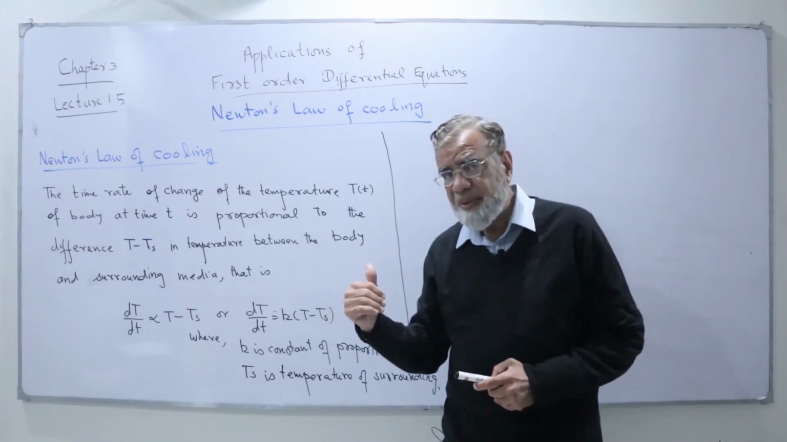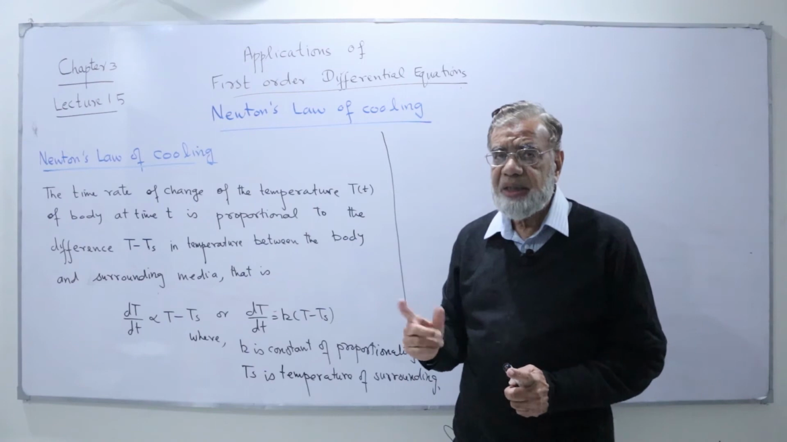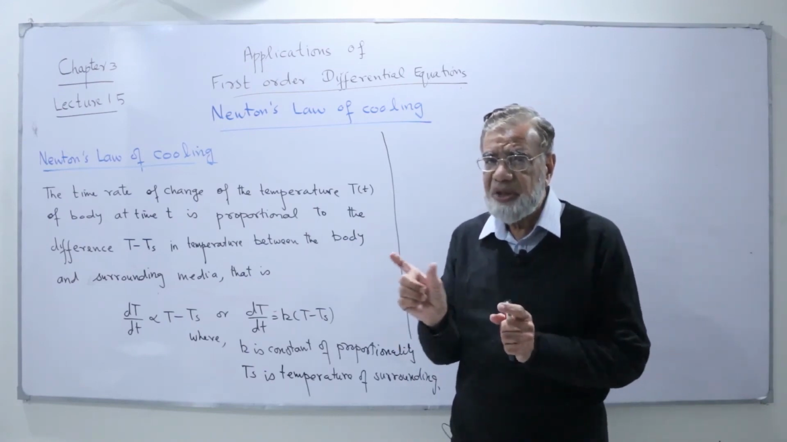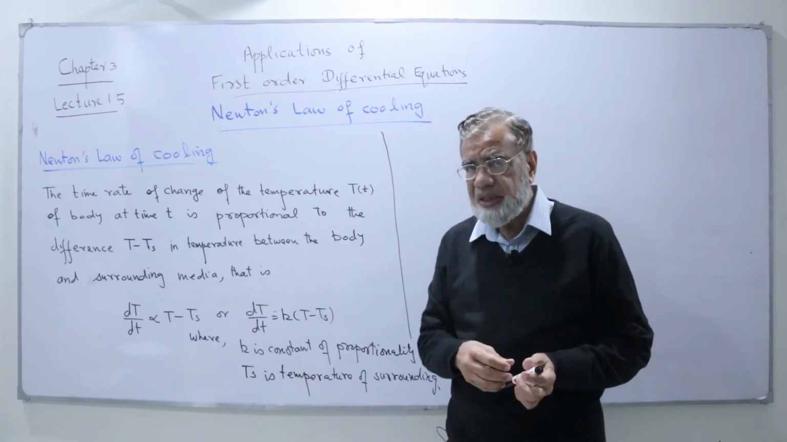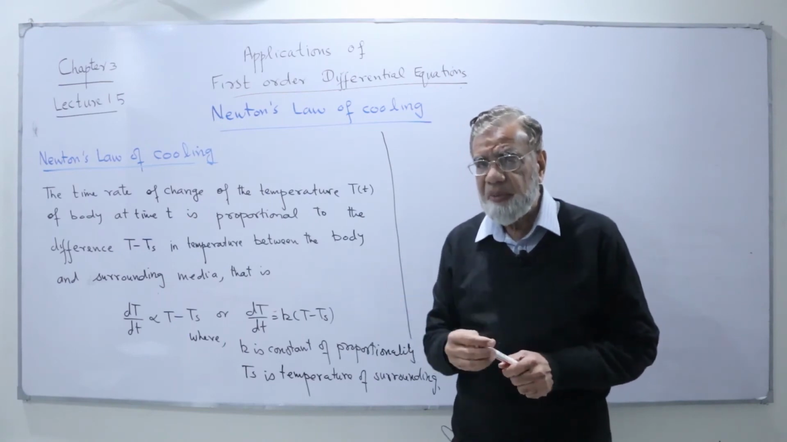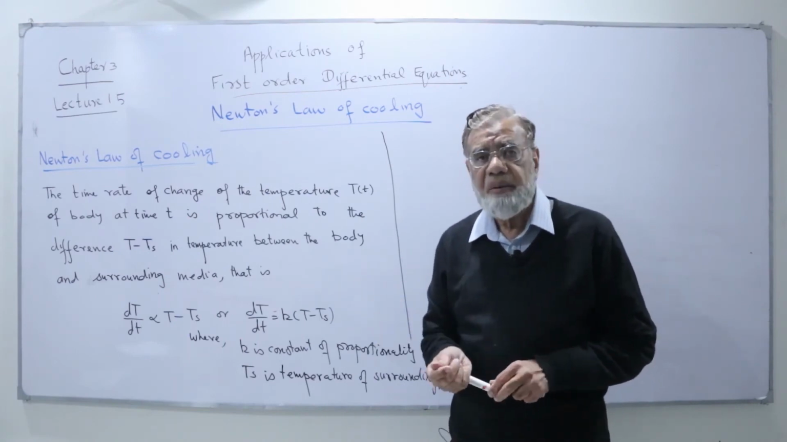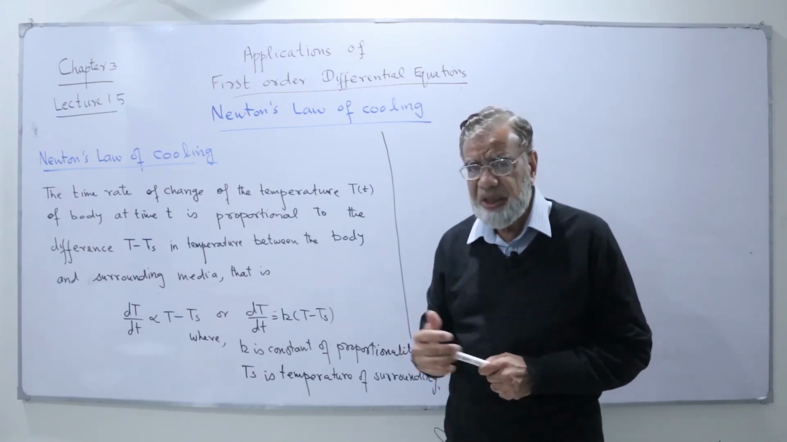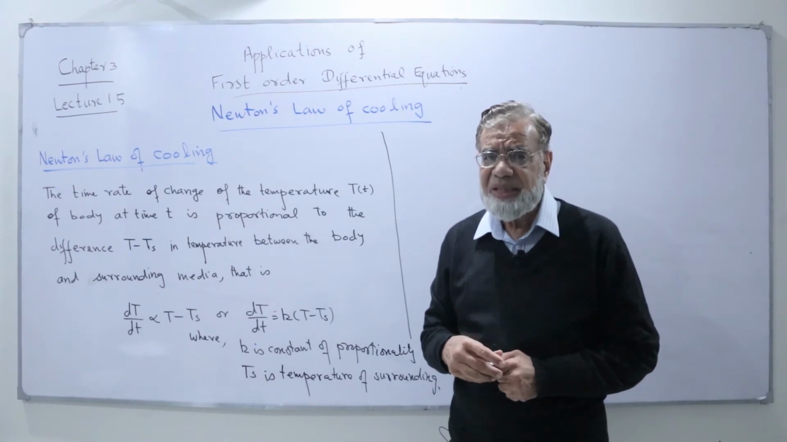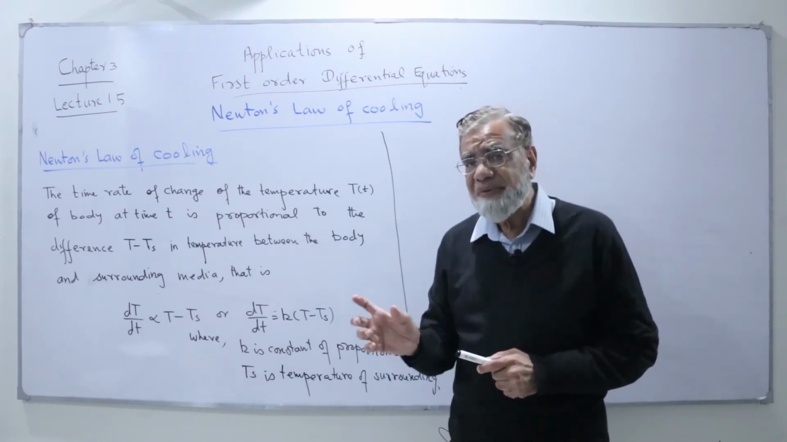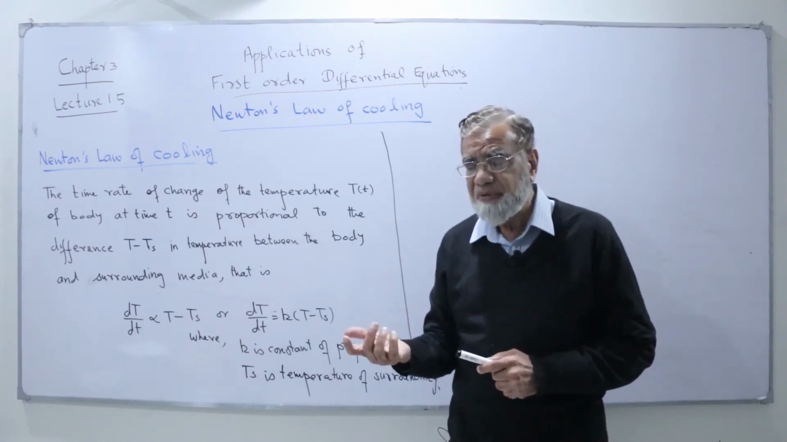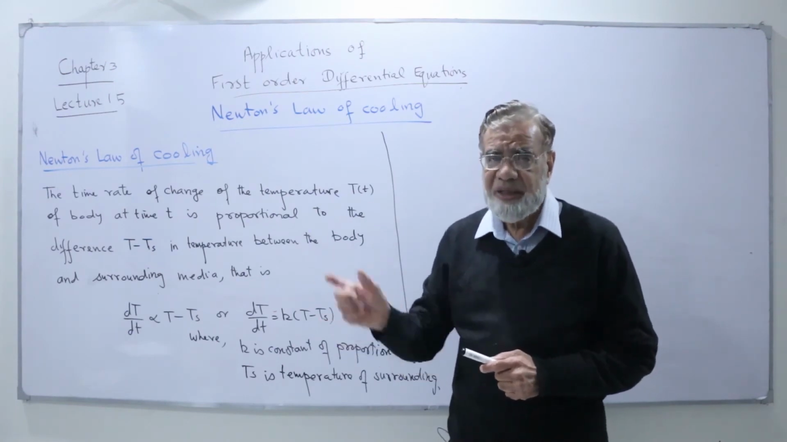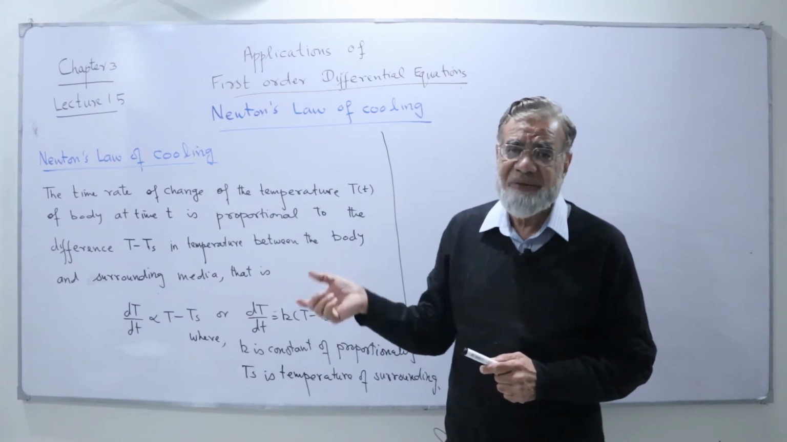To get how fast the temperature is decreasing, we take that the rate of change of temperature is proportional to the temperature difference. For example, I have a cup of tea at 80 degrees centigrade and bring it outside in a very hot summer where the temperature is 40 degrees centigrade. Now the rate of change will be slow, not fast, because the temperature difference is only 40. When we have 10 degrees, the temperature difference was 70.